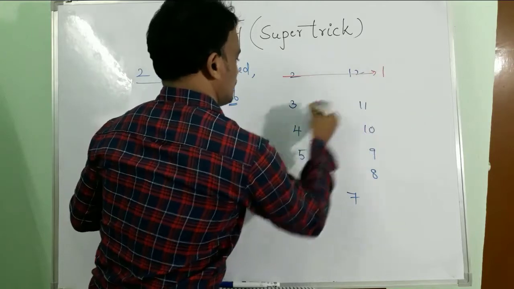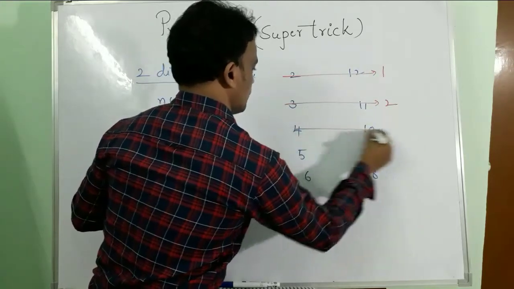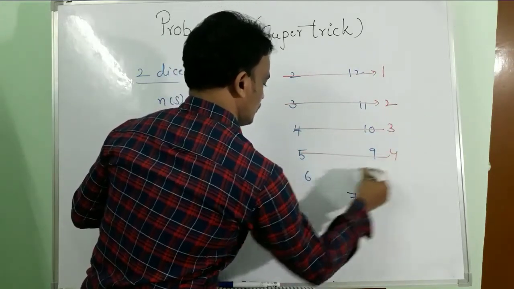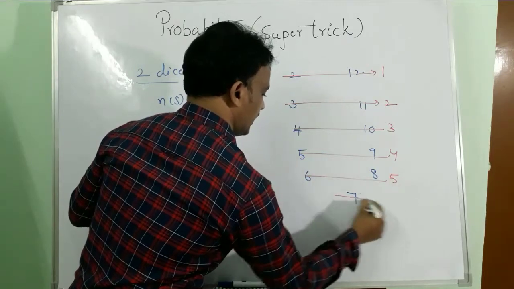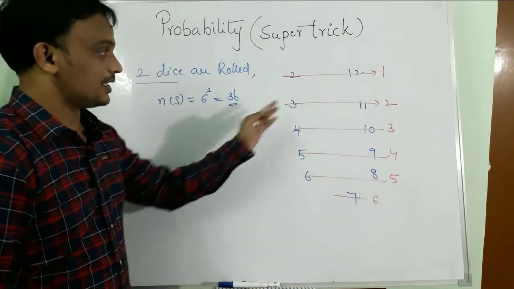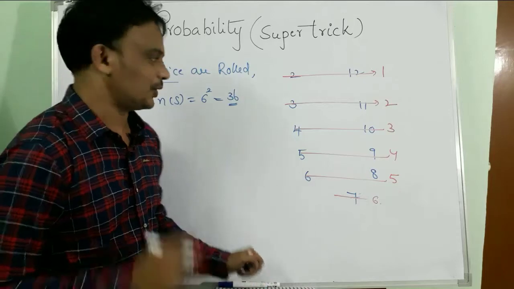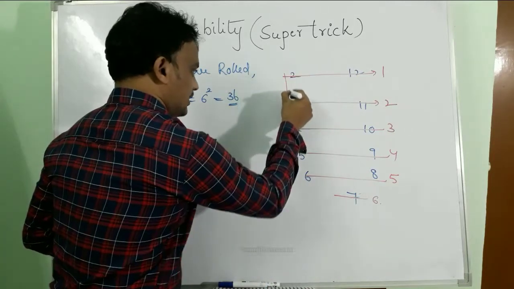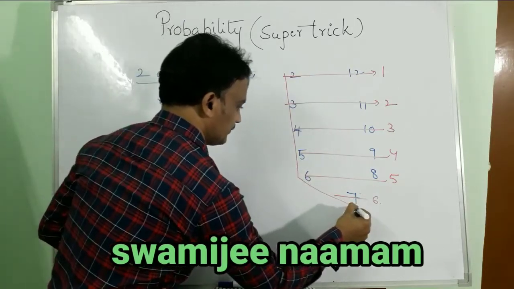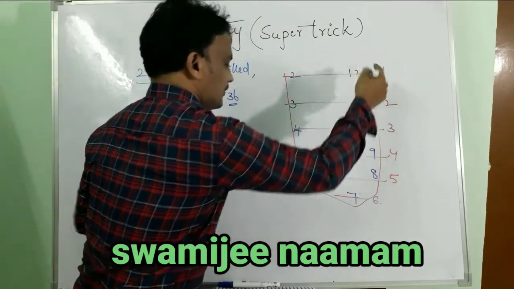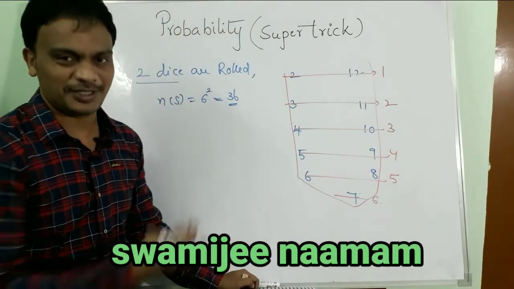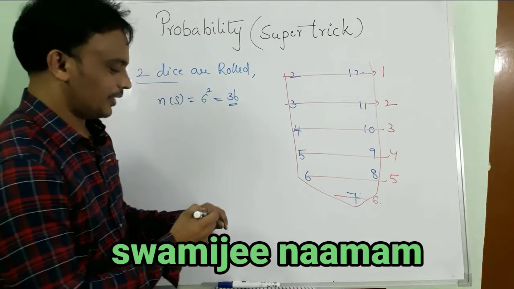Now you can take it like this: 1, 2, 3, 4, 5 and 6. These are all the favorable possibilities. I am writing this one, just joining them like this. This is the Swamiji rule. Very simple thing. Let me explain.